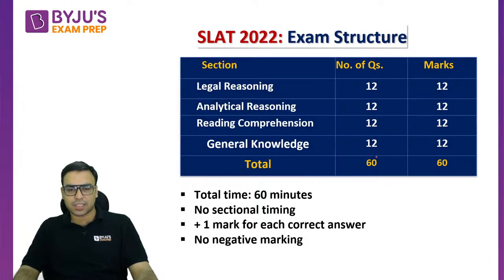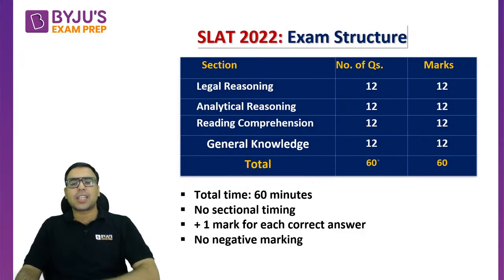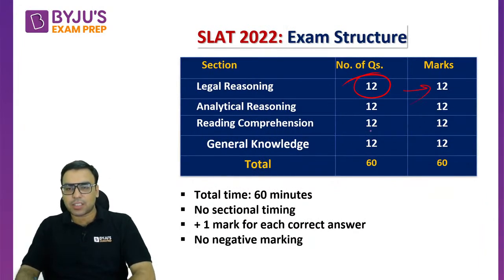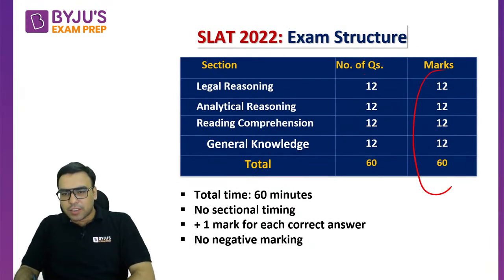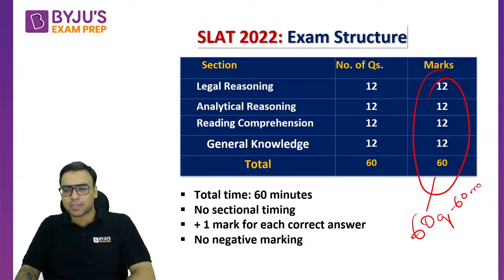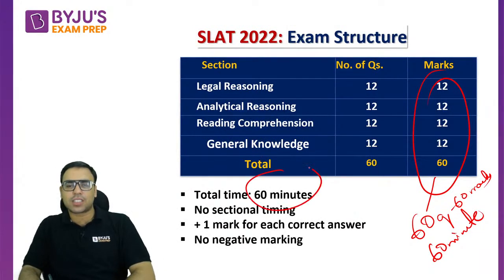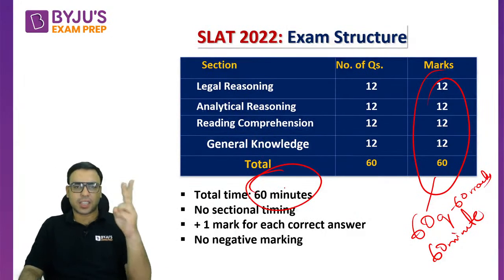Nothing is difficult. Yes. Now, this is the examination structure, right? So 12 questions from legal reasoning and 12 marks will be given. Analytical reasoning, 12 questions, 12 marks. Reading comprehension, 12 questions, 12 marks. General knowledge, 12 questions, 12 marks. So it will be 60 questions, 60 marks and a 60-minute exam, right? So it's 1 hour, 60 questions and 60 minutes.